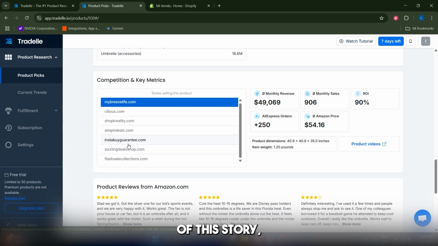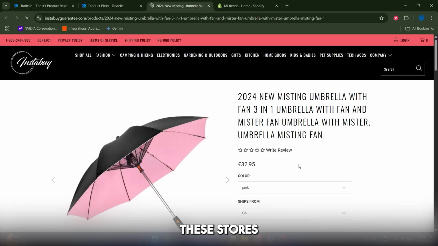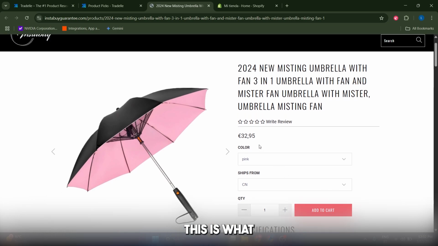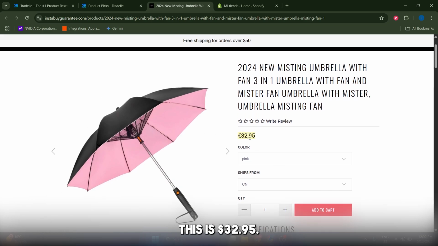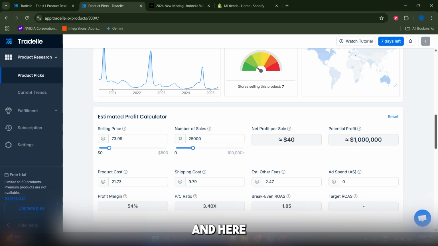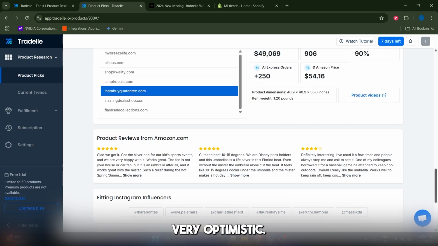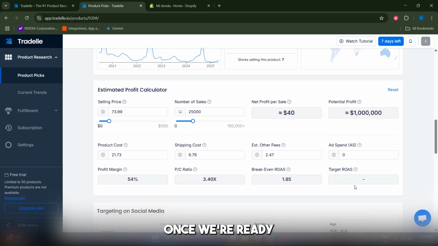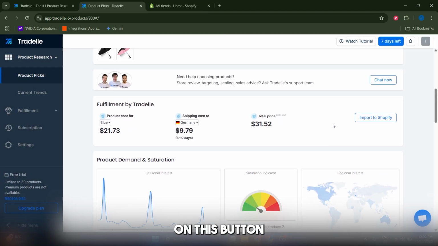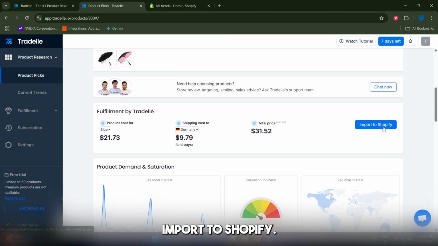Okay, so you can, for example, if you want to see the selling price of this store, you can just click here on any of these stores and you can see the selling price. This is what I was telling you exactly. You know, this is $32.95 and here they're asking you to sell it at $75, which is very, very optimistic. But yeah, once you're ready to import this product to your store, you can just click on this button that says import to Shopify here.